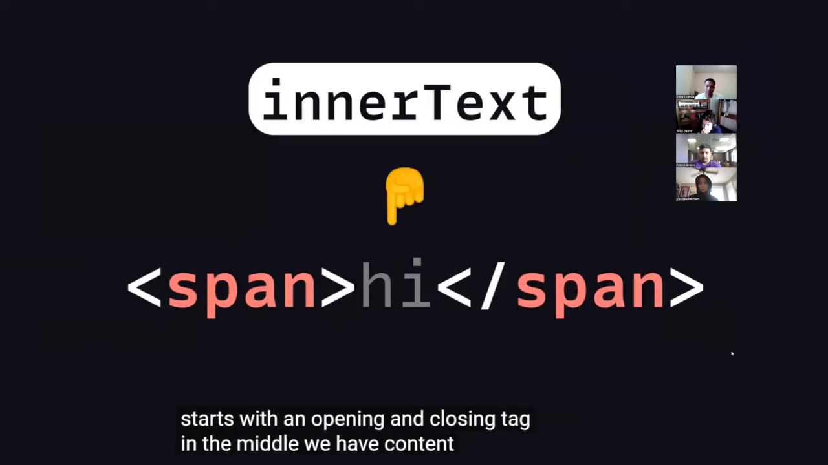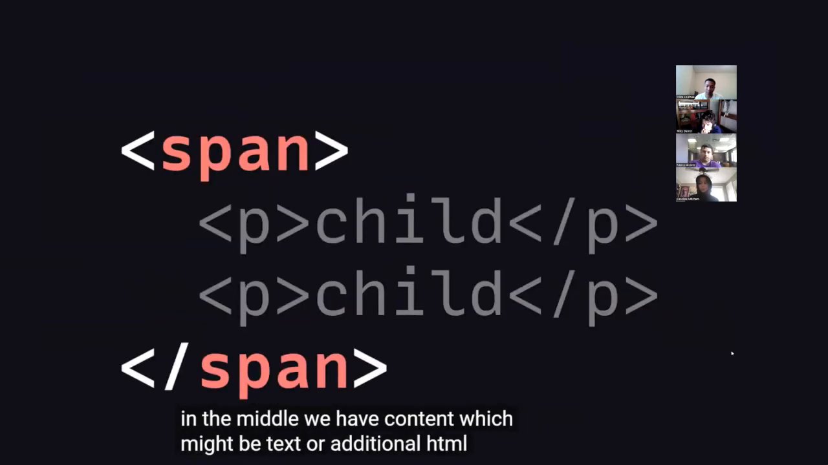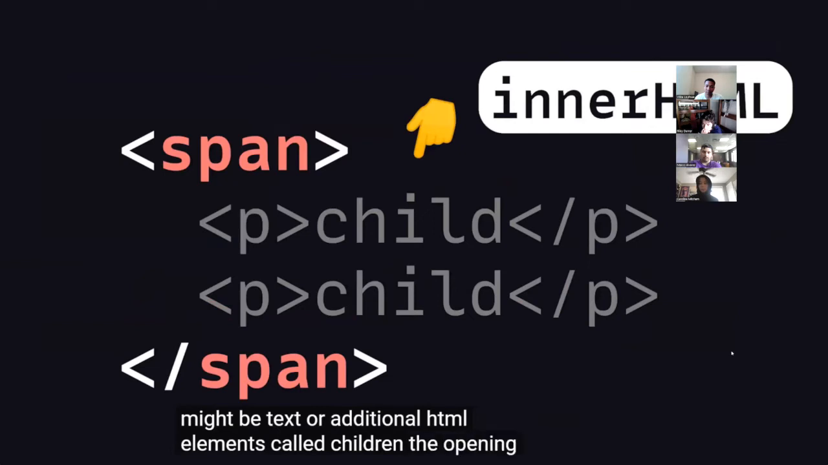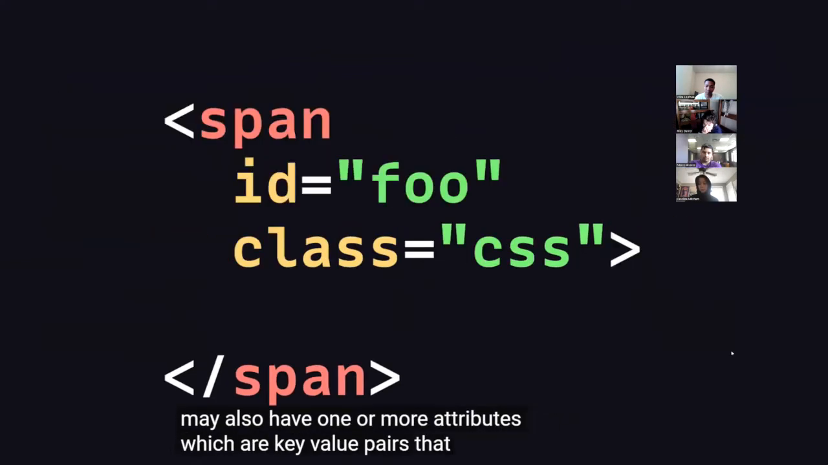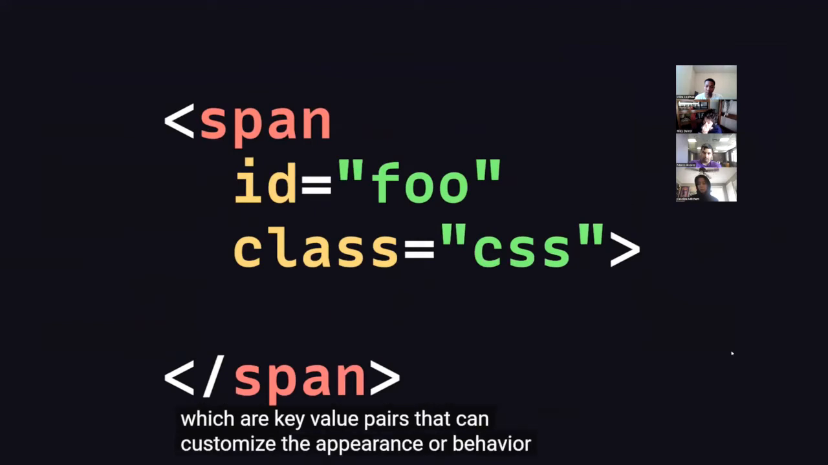In the middle, we have content, which might be text or additional HTML elements called children. The opening tag may also have one or more attributes, which are key value pairs that can customize the appearance or behavior of the element.